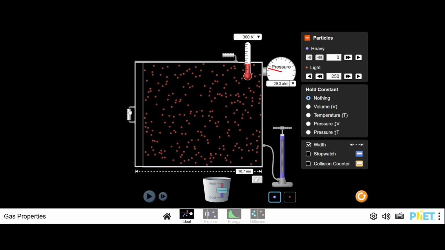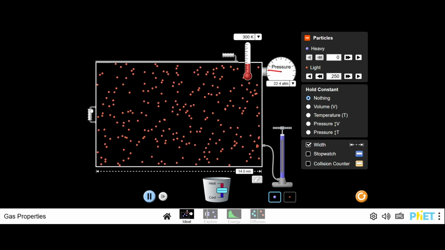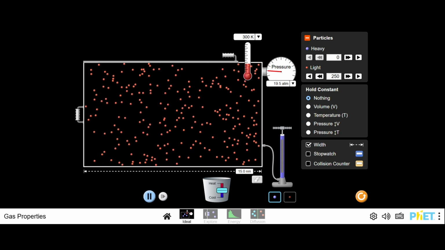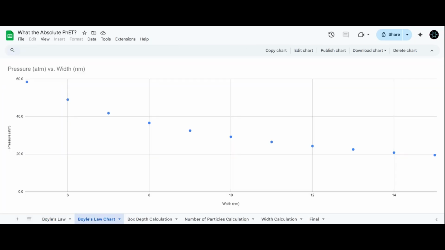The inverse relationship is obvious because by the time I'm done, we can see the pressure has decreased from its original value to 19.5. I can take the data, plug it into a spreadsheet, and see what this inverse relationship looks like in graph form. If we are ambitious, we can use this information to derive the actual equation for Boyle's law. I'm just going to put it on the screen.